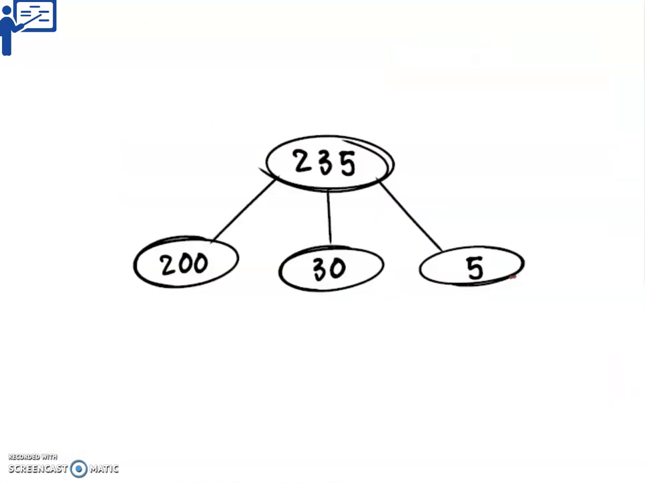In our first model we can see that we've got the number 235, so we've got 5 ones, 3 tens and 2 hundreds, and then we've partitioned that number to make it a little bit more clear. So we can see that 235 is made up of 2 hundreds or 200, 3 tens or 30, and 5 ones or 5.